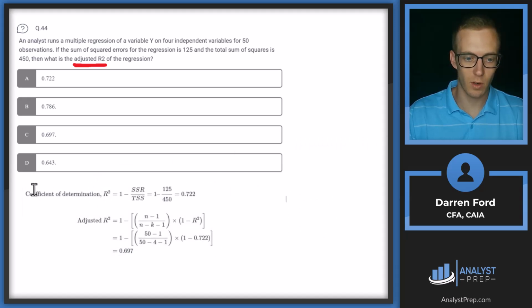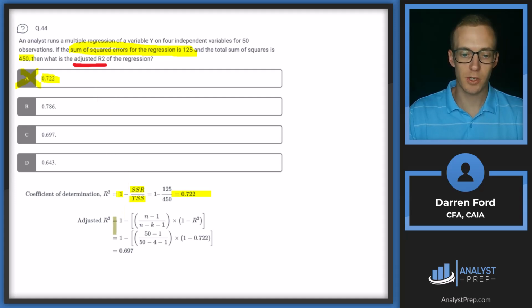So let's walk through calculating both of those. R squared, or coefficient of determination, is equal to 1 minus the sum of squared errors for the regression, which we're given at 125, over the total sum of squares, which is also given at 450. So that's pretty straightforward. We get 1 minus 125 over 450, so 0.722. And we can see that is an answer given. If we would have just calculated R squared, we would have gotten that wrong and gone with A.